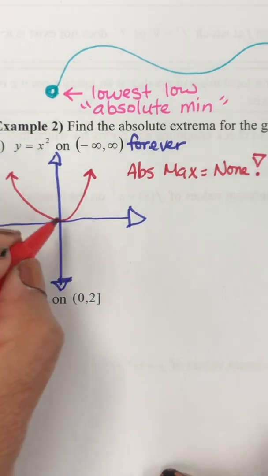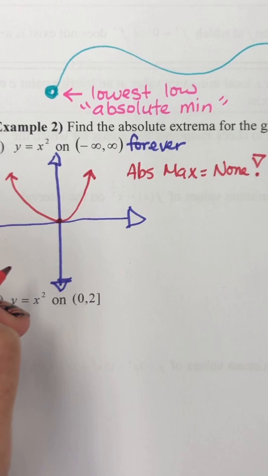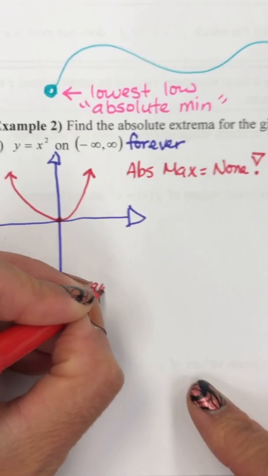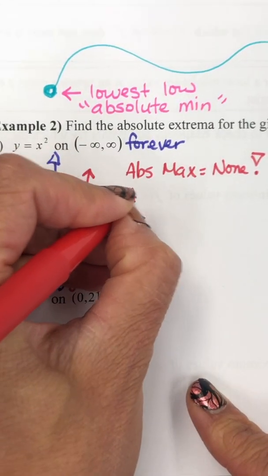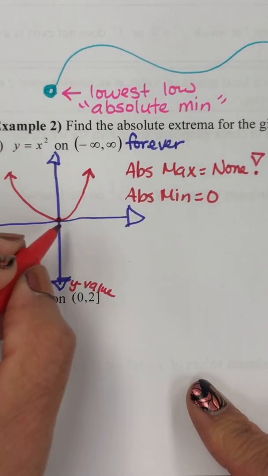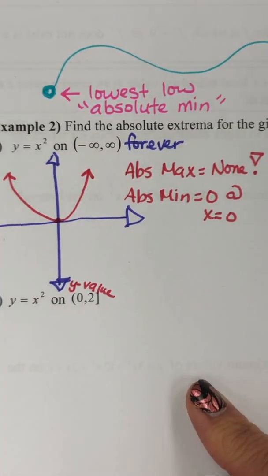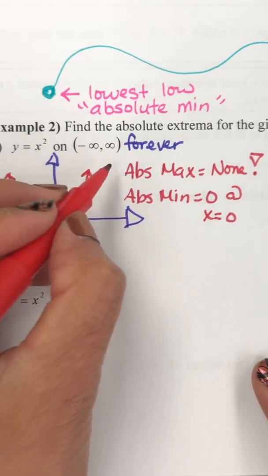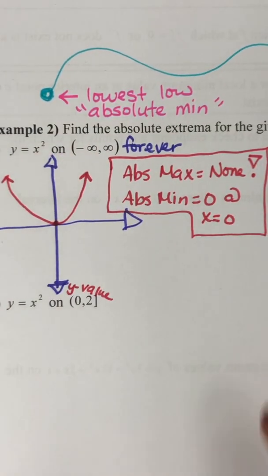The absolute min, well, the lowest point we're going to is right where that vertex is, and when we're looking for the max or min, we're looking at the y values. So that lowest y value is a 0. So the absolute min is 0. But what x value is that at? So it's at an x value that is also 0 in that case, because that's the point when x is 0, y is 0, (0, 0). All right, so there's my absolute max and absolute min. Those are my absolute extrema for that graph.